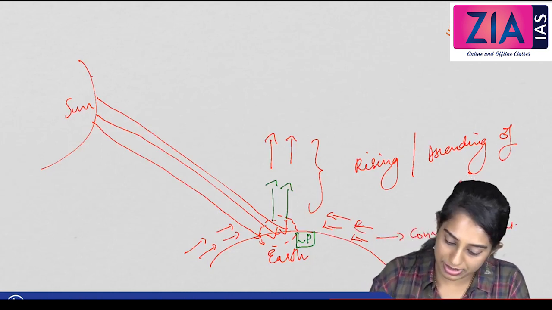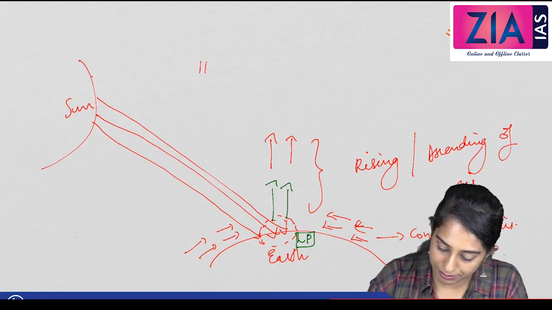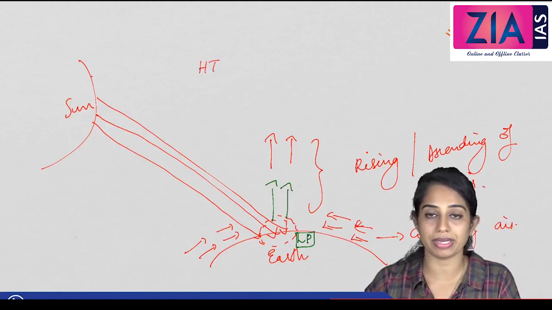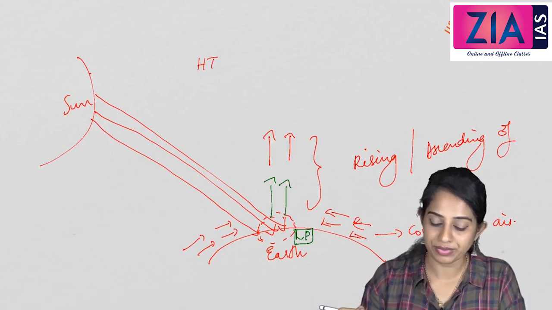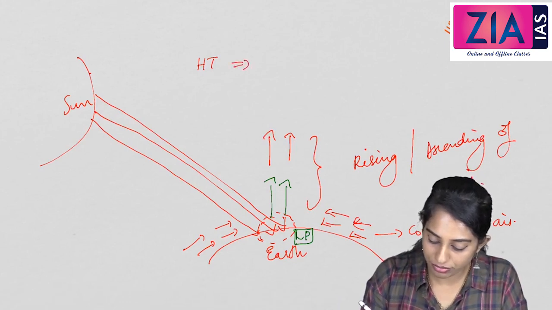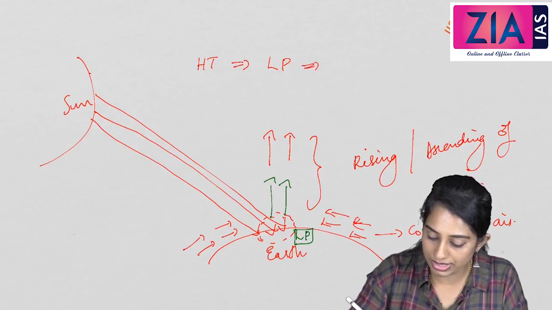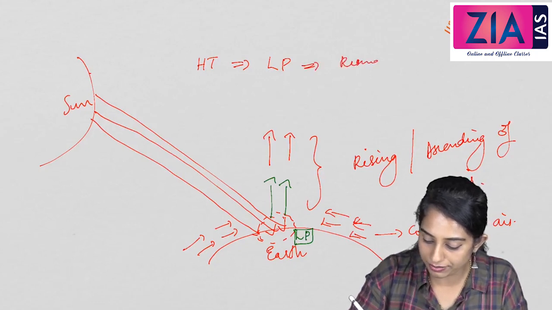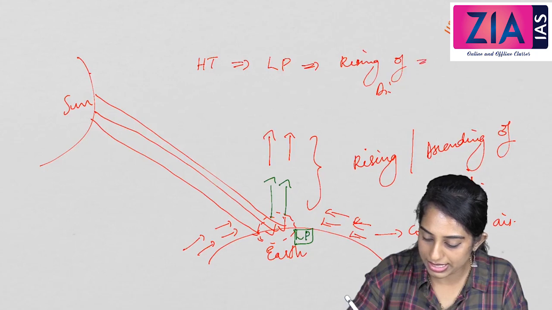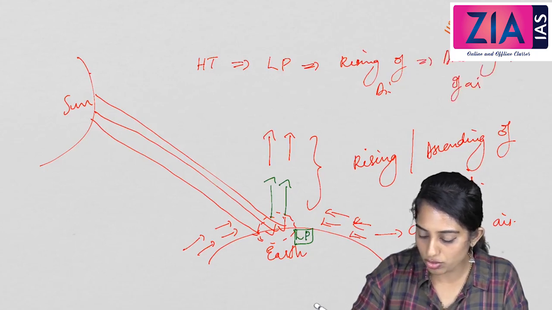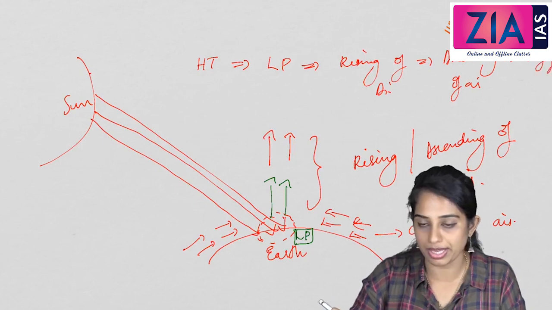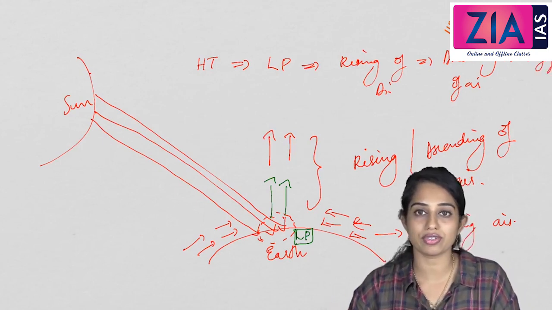So we can say very precisely that where high temperature is there, HT meaning high temperature, that will give an effect of low pressure. We know how low pressure comes. From low pressure we get rising of air, or ascending of air, and this will also result in convergence of air, converging air. This is all the characteristics of low pressure.